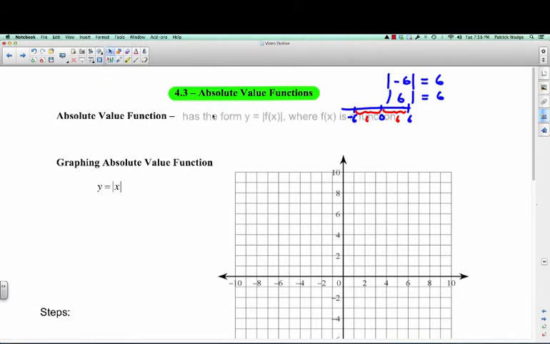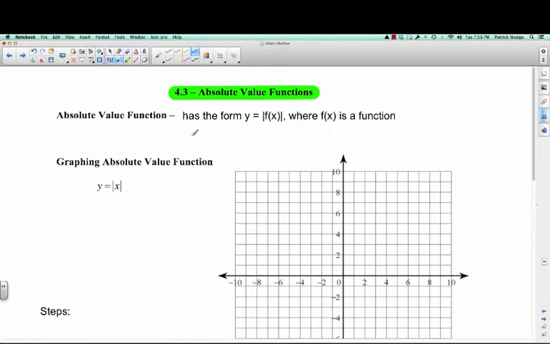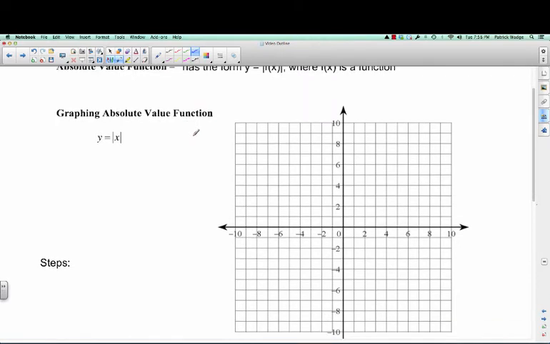And basically what an absolute value function is, it has the form y equals the absolute value of f(x), where f(x) is a function. So the first thing we're going to learn to do here is how to graph absolute value functions. We're going to graph y equals the absolute value of x. And this is the most basic form, so yes, you could call this the mother function.